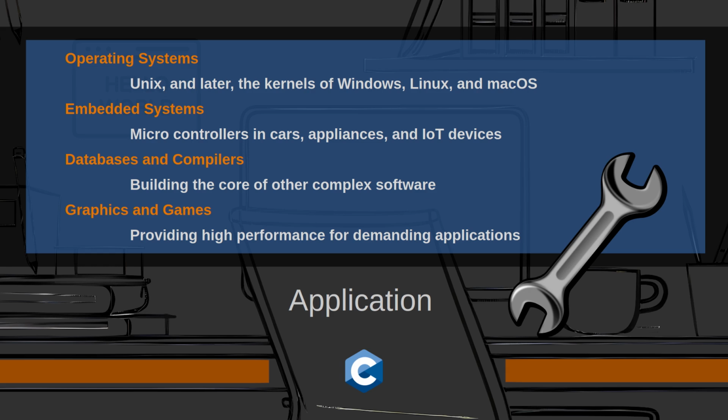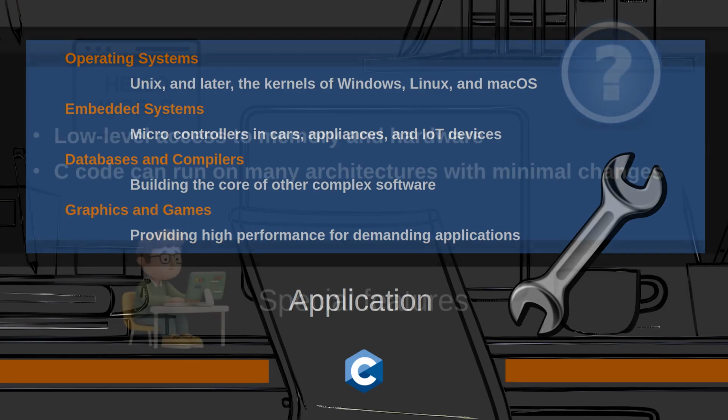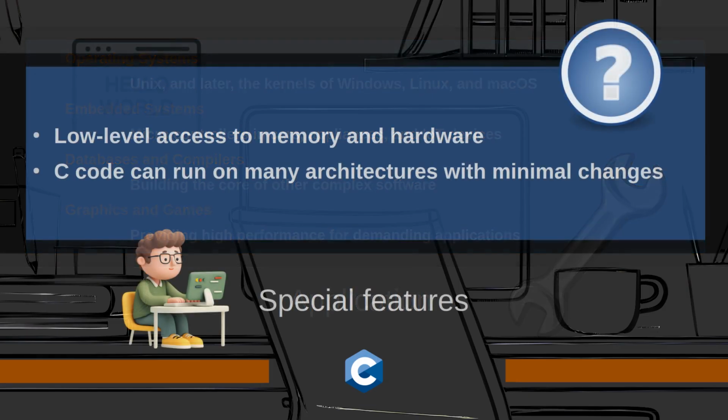Why is C so important? C's lasting power comes from its unique philosophy. It gives the programmer low-level access to memory and hardware, much like assembly language, but with more readable syntax. Code written in C can be compiled to run on a vast variety of computer architectures with minimal changes. This is often called the portable assembly language.